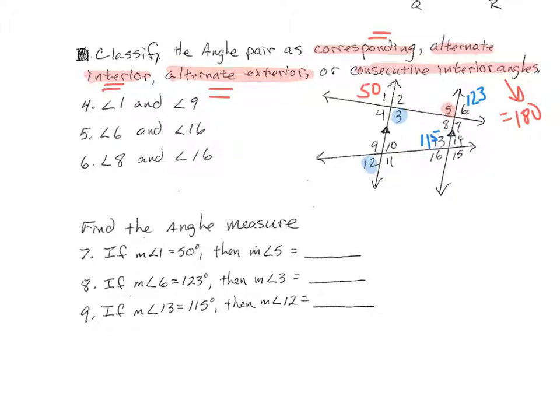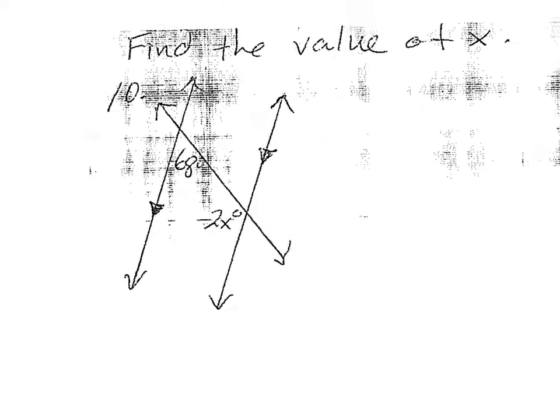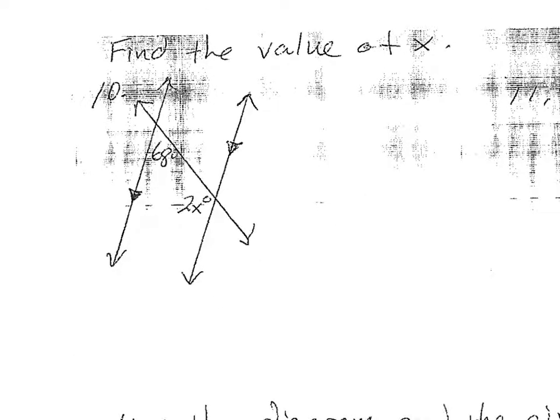Let's move on to the back. And back yonder. We're going to solve for x on these, so we're going to zoom in. Find the value of x. I'm going to highlight these. That's 68, and that's a negative 2x.